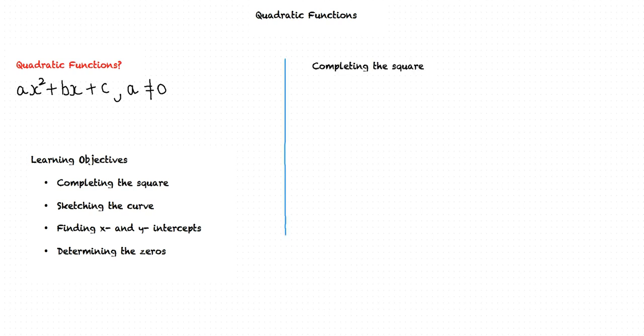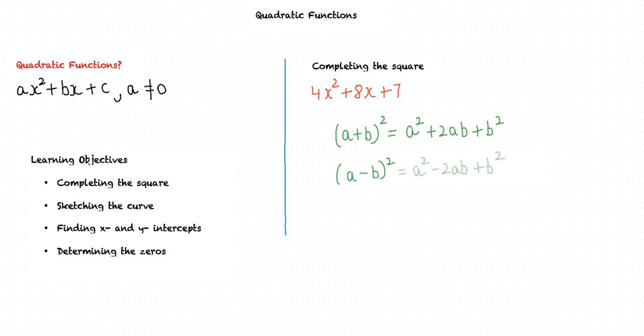Let us begin with completing the square. Completing the square is the method where we express the quadratic function as a whole square. Let us consider an example. Let us say we have a quadratic function 4x square plus 8x plus 7 and we are required to complete the square. Before getting into the problem, let us refresh a few algebraic identities. (a plus b) whole square equals a square plus 2ab plus b square. Similarly, (a minus b) whole square equals a squared minus 2ab plus b squared.